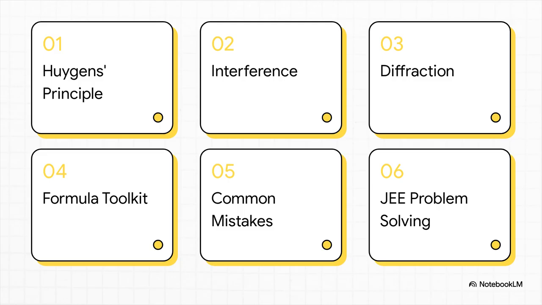So here's our game plan. We'll start with the absolute foundation, Huygens principle. Then we'll get into the big phenomena, interference and diffraction. After that, we'll arm you with a formula toolkit, show you the common mistakes to avoid, and then we'll wrap it all up by solving a real JEE problem together.